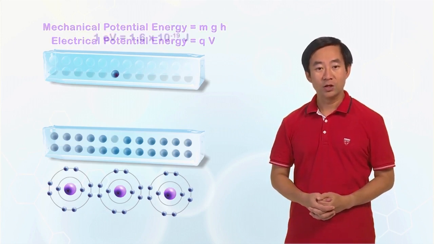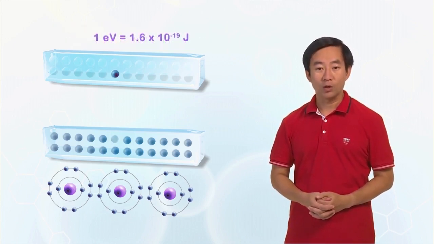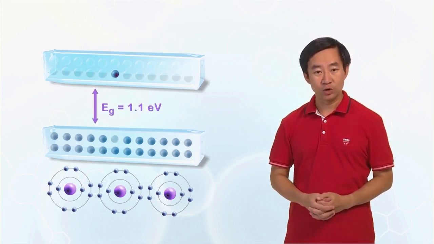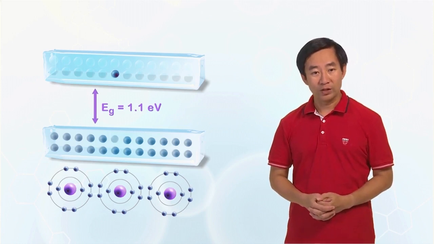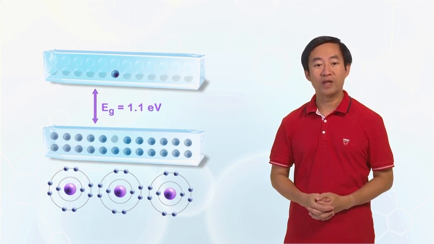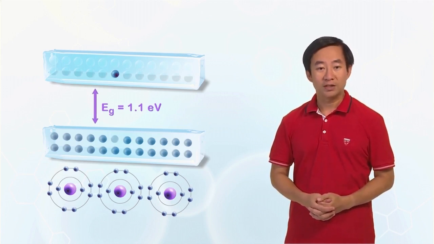In measured units, 1 eV is equal to 1.6 times 10 to the power minus 19 joule. The band gap energy for silicon is given by Eg, which is about 1.1 eV. That is, an electron has to move 1.1 volt of negative voltage to get excited from the valence band to the conduction band.